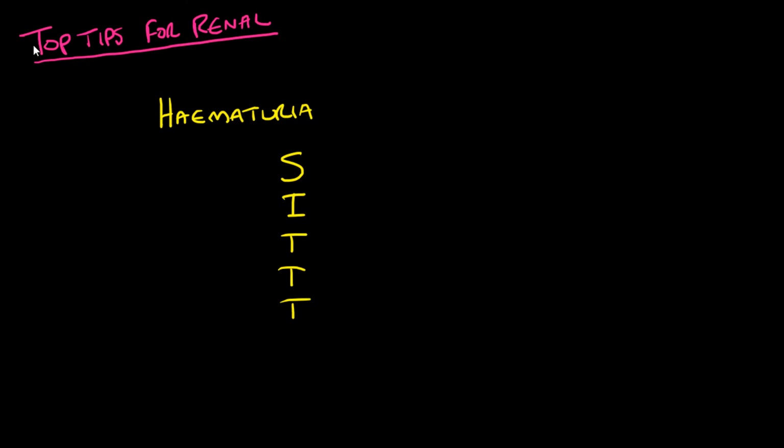So in this video I wanted to explore some top tips for renal. A mnemonic for hematuria that I like is SIT with 3 T's, and this can stand for stone, infection, trauma, tumour, or TB. And you can see that TB, tumour, trauma and stone can all be obstructive causes.